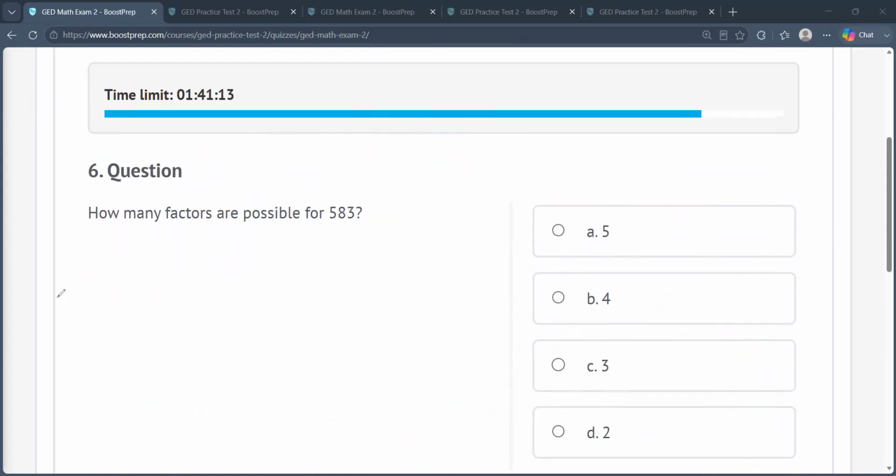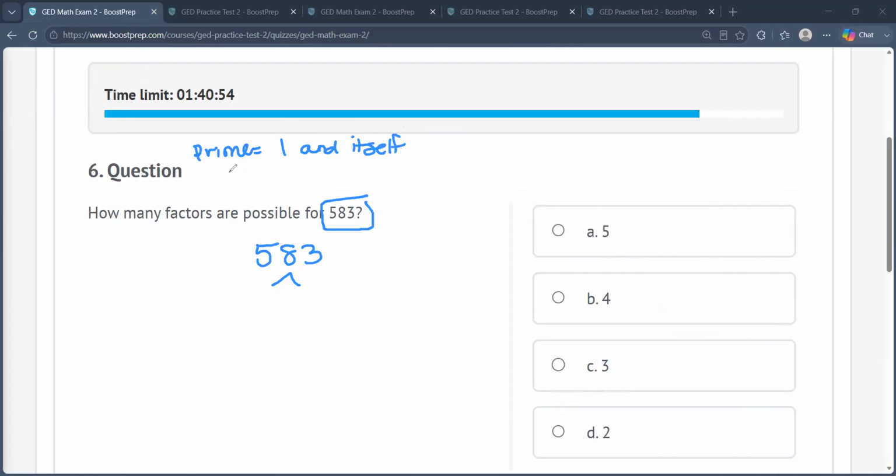Question 6. How many factors are possible for 583? So when they say factors, they mean prime numbers. So you've got to make a factor tree. So remember, a prime number is basically a number times 1 and itself.